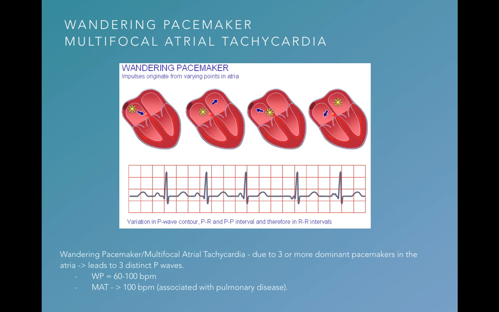So if you look at the picture, look at each P wave, and they do a good job of showing that some are upright, some are smaller, some are inverted, some are bifid or notched. That's the very last one. Yeah, and MAT is also associated with pulmonary disease. Not really sure why that is, but that's a great test question that you'll see on Step 1 and Step 2, that it's associated with things like COPD.